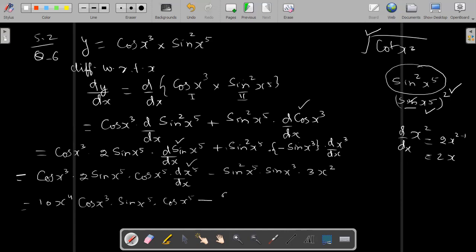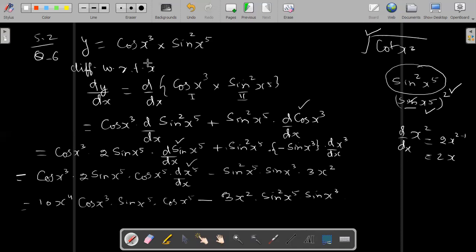minus 3x square. You can write in the starting 3x square into sine square x raised to power 5 into sine x cube. This is the final solution. The product, you have to see that whenever a product is given, you have to apply the product rule.